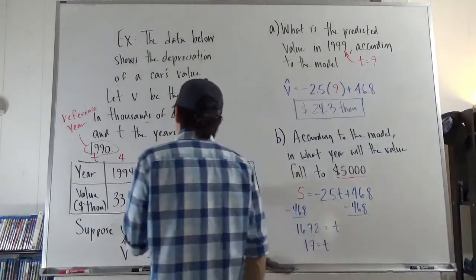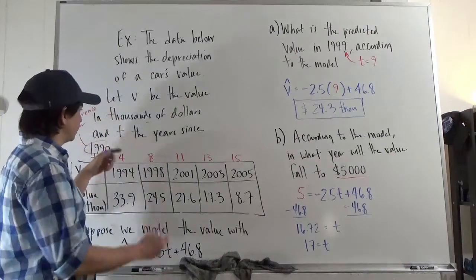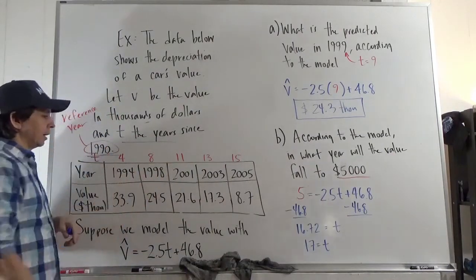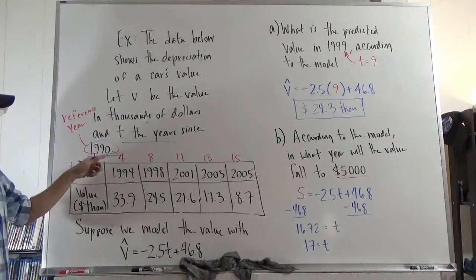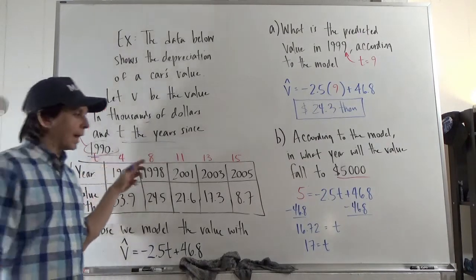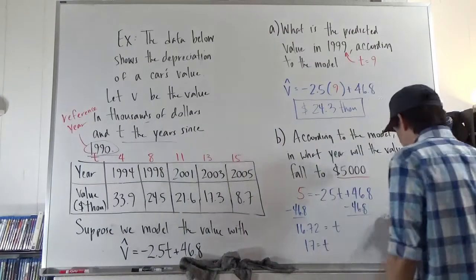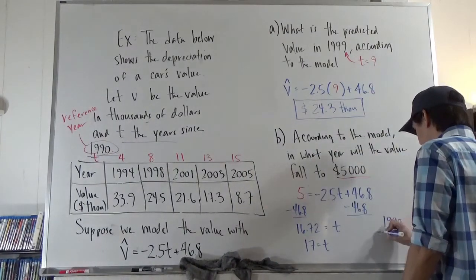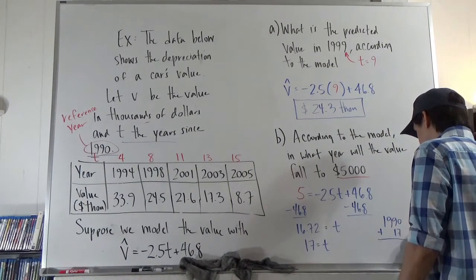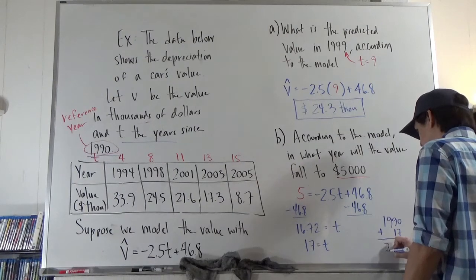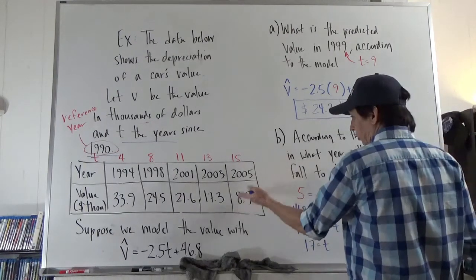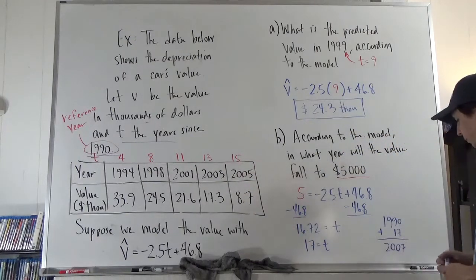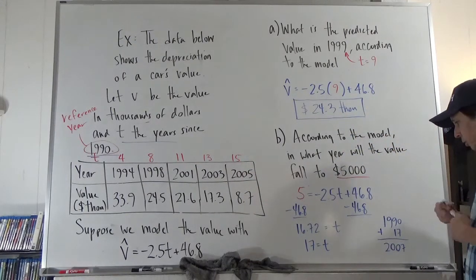How do I get a year? Again, remember what t is. T is a year since 1990. And now you're going to go the other way. You're going to go from the t-value back to a year, and so it's 17 years after 1990. You're going to add back the reference year. Okay, and you get 2007, which looks reasonable because it was 8.7 at that year. And so 2007 is your answer.